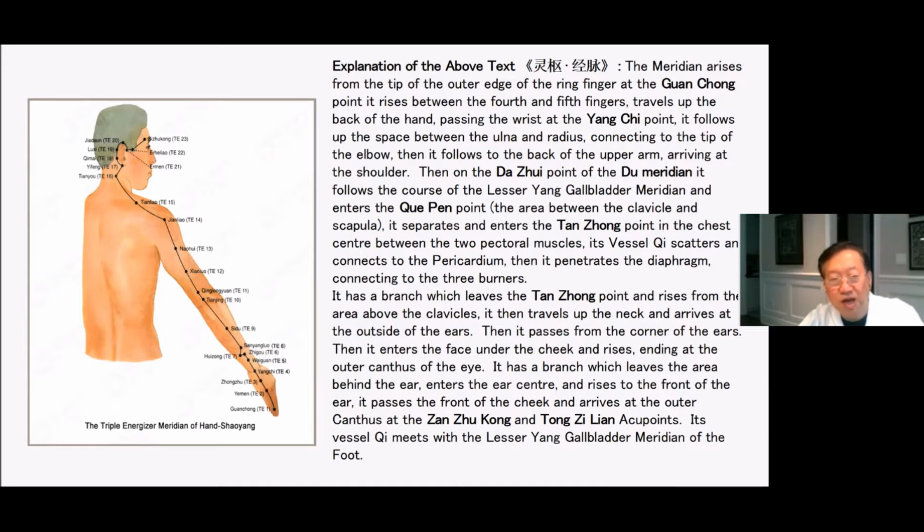It has a branch which leaves the area behind the ear, enters the ear center, and rises to the front of the ear. It passes the front of the cheek and arrives at the outer canthus at the Sizhukong and Tongziliao acupoints. Its vessel meets with the lesser yang gallbladder meridian of the foot.